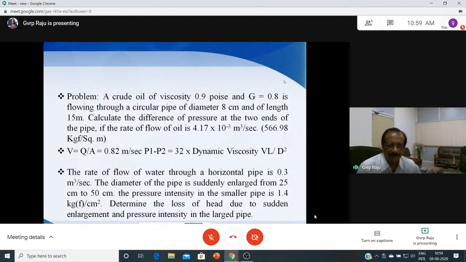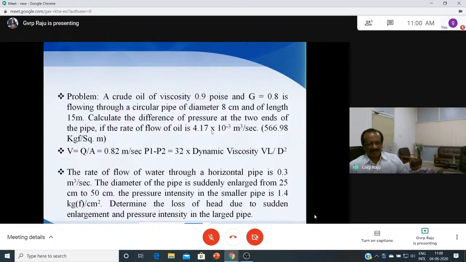Now the specific gravity is 0.8 here, and the diameter is 8 centimeters. You can take 0.08 meters, and the length is 15 meters. Calculate the difference of pressure at the two ends of the pipe, if the rate of flow of oil is 4.17 into 10 power minus 3 meter cube per second.